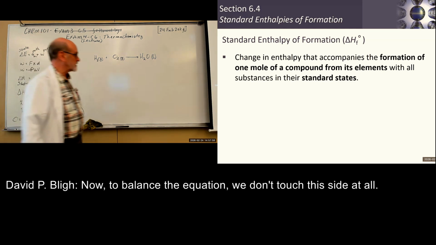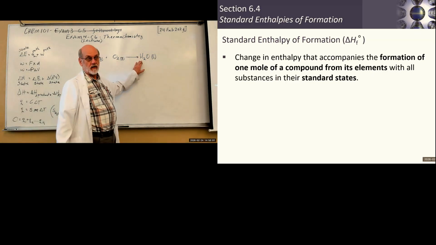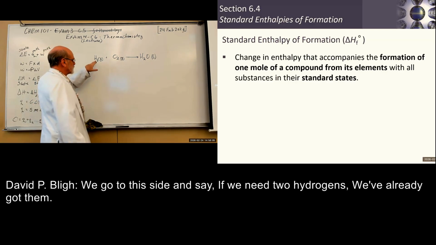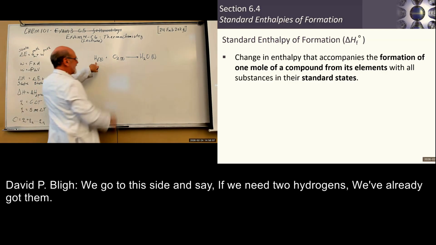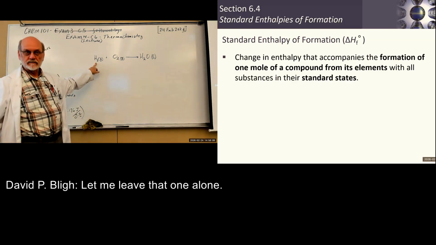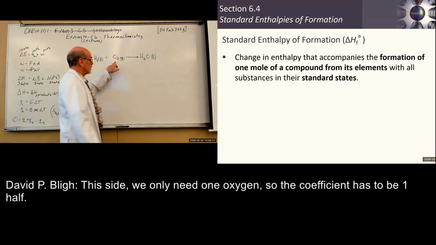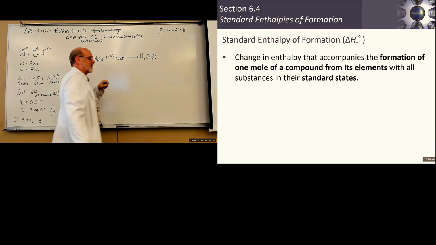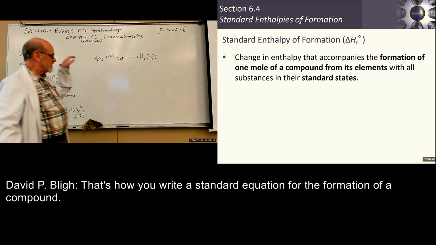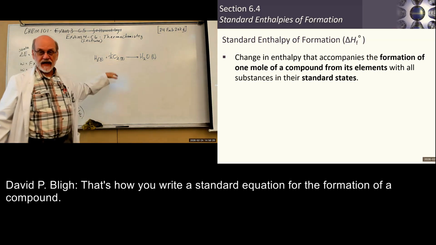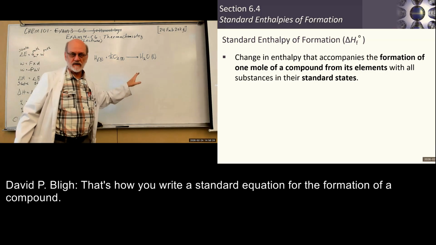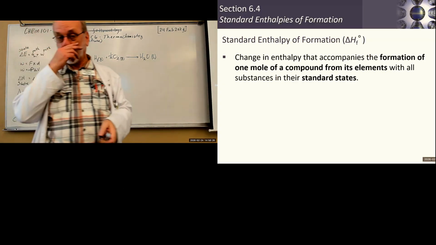Now, to balance the equation, we don't touch this side at all. We go to this side and say, if we need 2 hydrogens, we've already got them. We leave that one alone. This side, we only need 1 oxygen, so the coefficient has to be 1/2. That's how you write a standard equation for the formation of a compound.